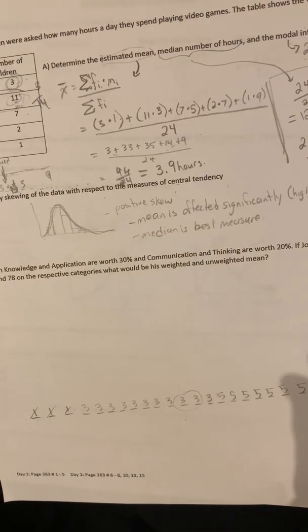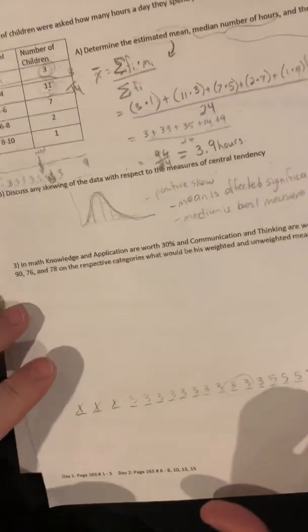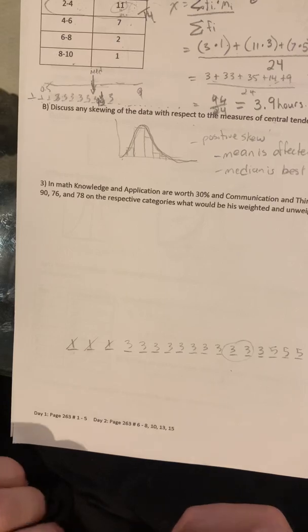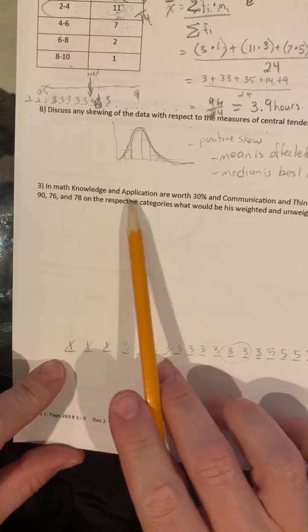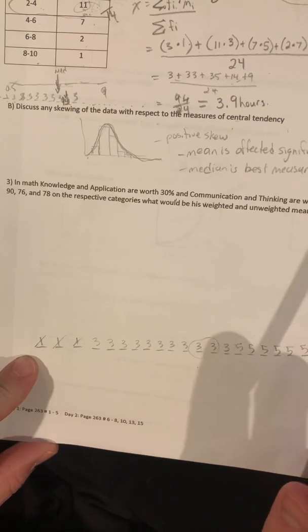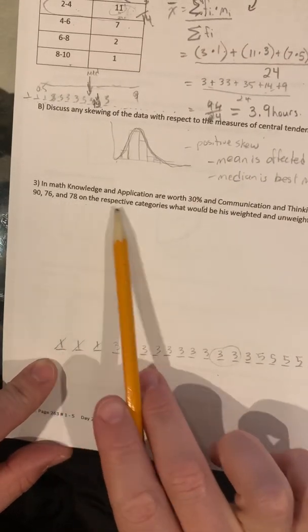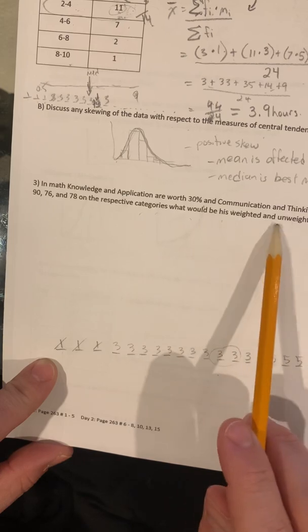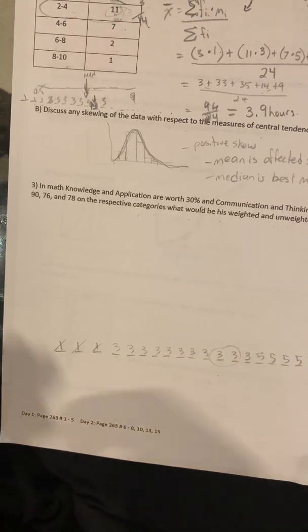Okay, all right, moving on to our last one. Number 3 is in math, knowledge and application worth 30%, communication and thinking worth 20%. If Josh gets 87, 90, 76, 78 on the respective categories, what would his weighted and unweighted mean be?